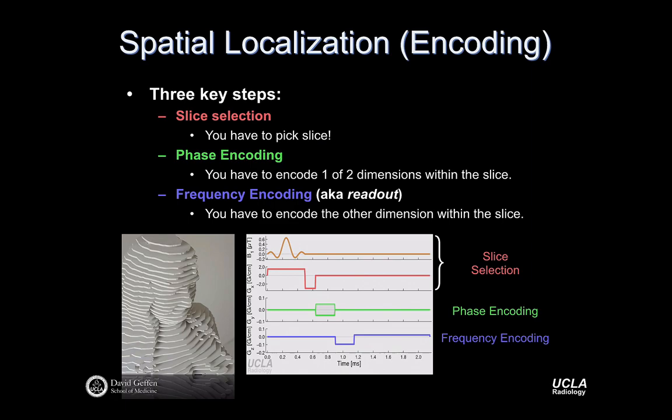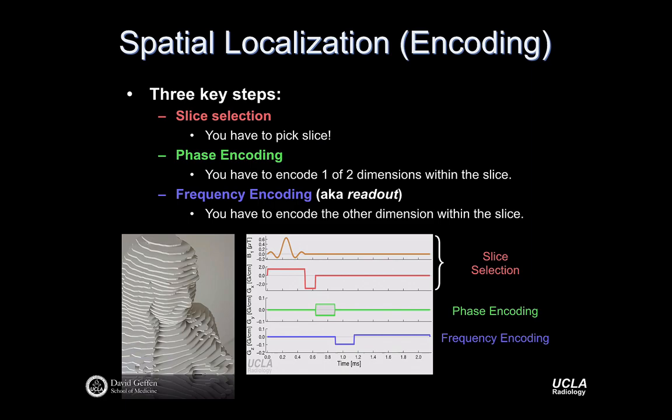Seems reasonable enough. Once you've excited a slice, that's not quite enough to get the two-dimensional information out of the magnetization in that particular slice. And so as it regards getting information out of that single slice, we have to go through a process of what we call phase encoding and frequency encoding. These will get further developed in the Tuesday lecture. Phase encoding basically says you have to encode at least one of the two dimensions within that slice. And then frequency encoding, also called the readout part of the acquisition, you encode the other dimension within the slice.